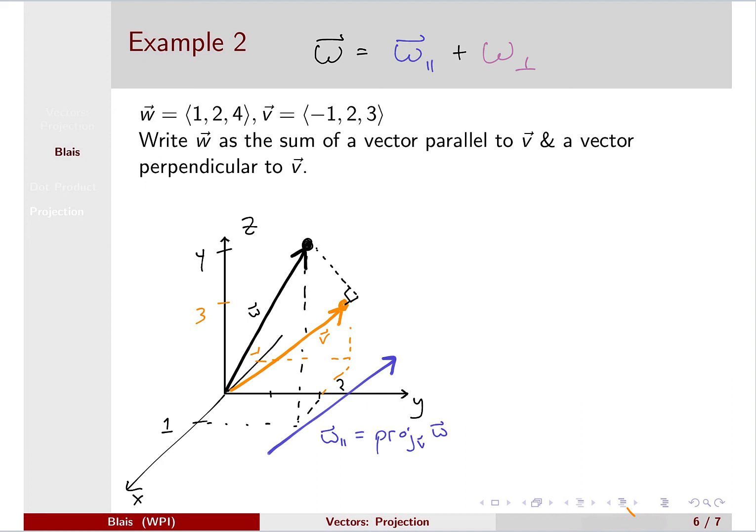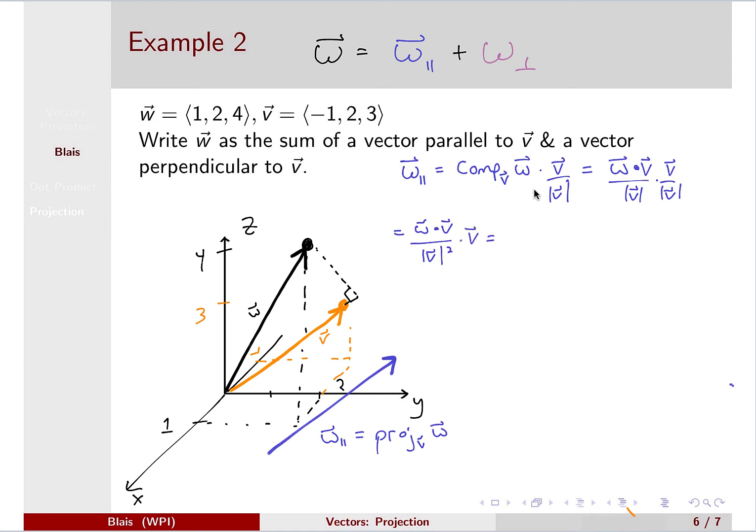So w parallel is the scalar component of w in the direction of v times unit vector in the direction of v. And recall that scalar projection is w dot v over the length of v, or w dot v over the length of v squared times the vector v.